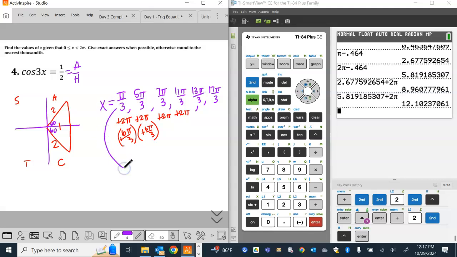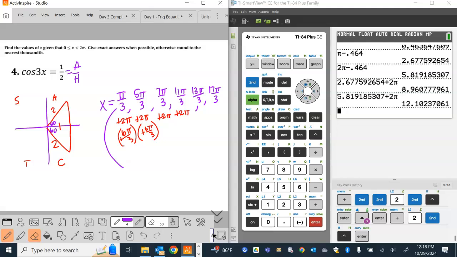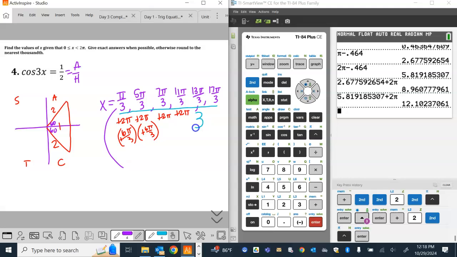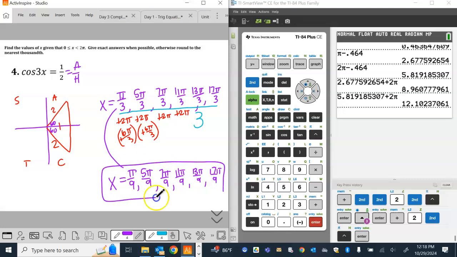Okay, now remember, I'm not done with those. I have to take every single one and divide them by 3. I'm just going to show that in a different color. All of these I'm dividing by 3, so my new denominator is going to be 9. So you have pi over 9, 5 pi over 9, 7 pi over 9, 11 pi over 9, 13 pi over 9, 17 pi over 9. There's your final answer for all of those.